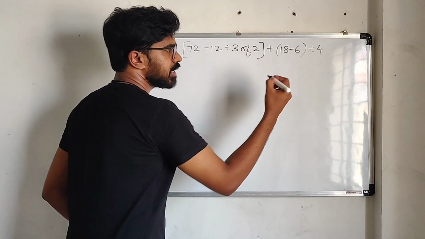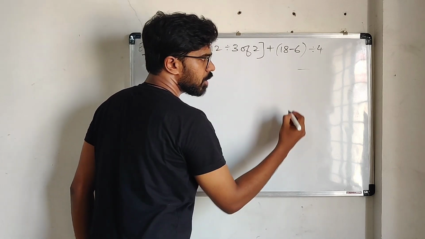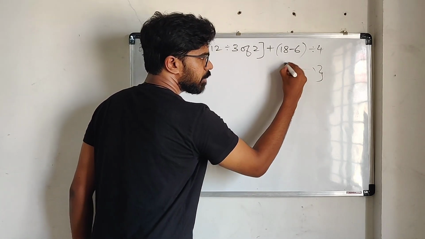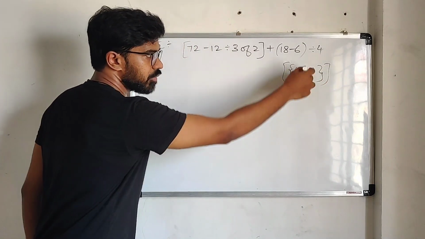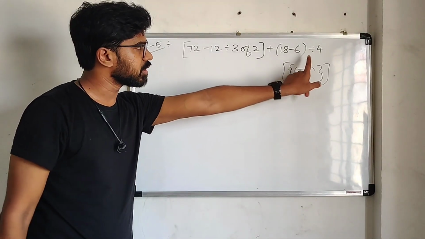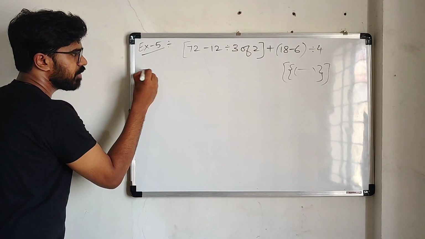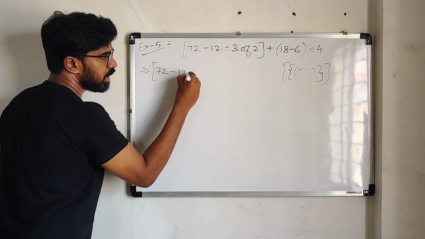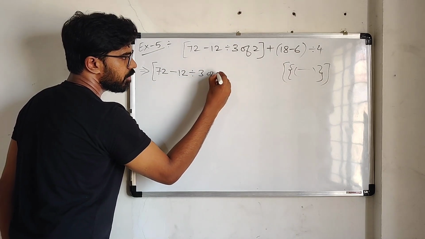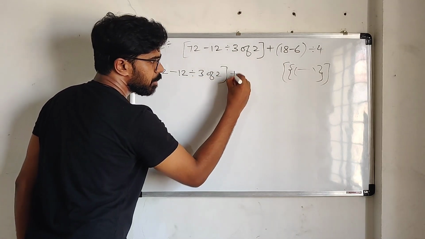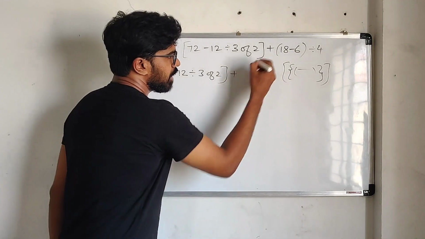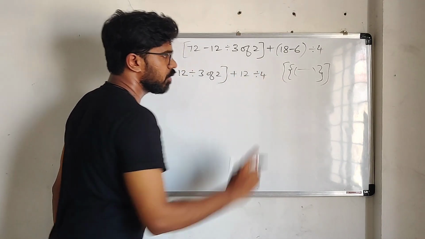Like I said, what was the first priority? The first goes to the bar, then bracket, common bracket, then curly bracket, then square bracket. So no bar, so we are going to solve the common bracket first, which is 18 minus 6. Alright, so the first step which I will be writing is 72 minus 12 divided by 3 of 2 bracket close plus, now solve it. 18 minus 6 is 12. So I will be writing 12 divided by 4.